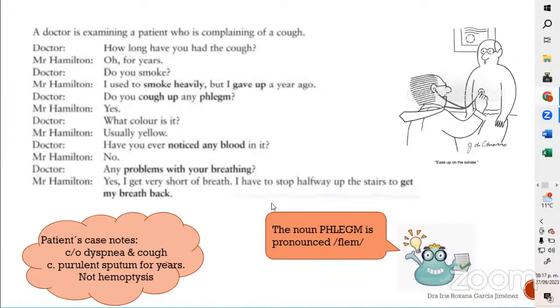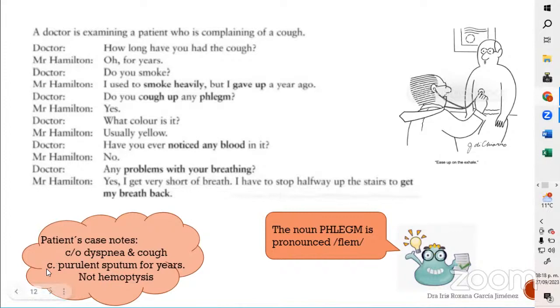Now, going again to the correct way to write down this information. We can say as doctors, in the patient's case notes, C/O dyspnea and cough. I mean, complaining of dyspnea and cough. How do I know that the patient is suffering with dyspnea? Because of this: to get my breath back, I need to stop and then breathe again, take a rest, I can breathe again normally, and then I have to go back. He has trouble while breathing. That's dyspnea, right?